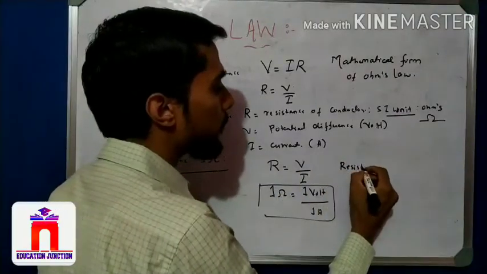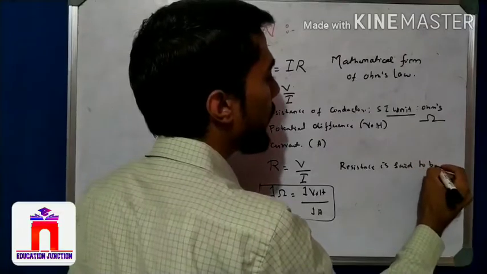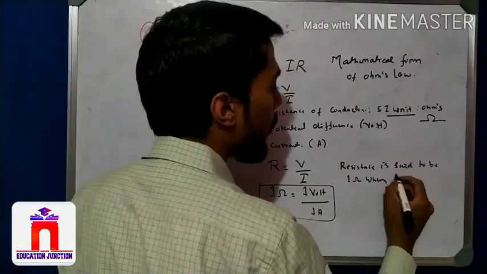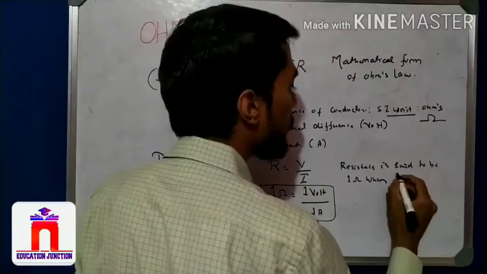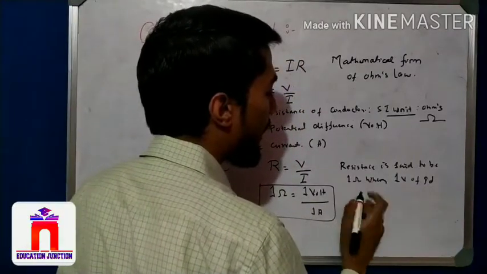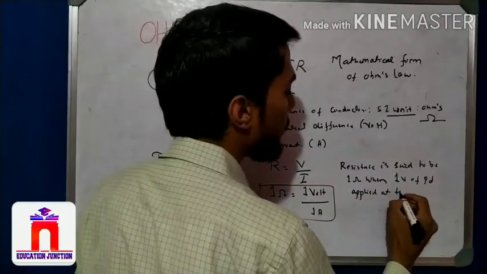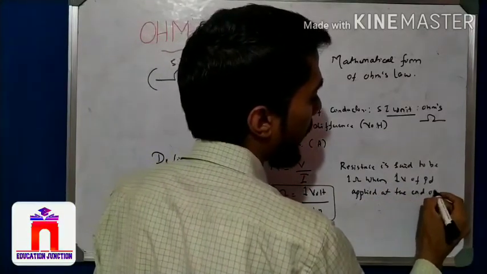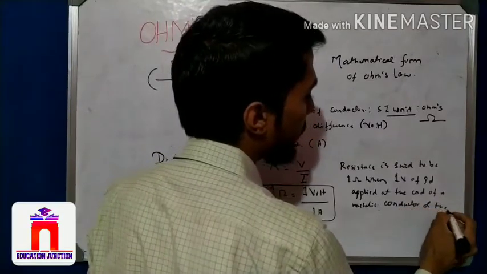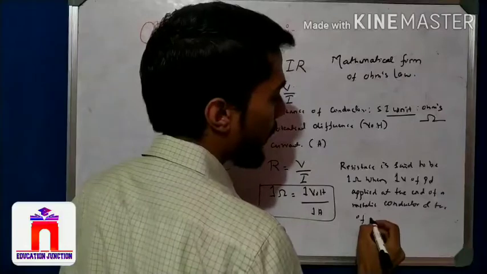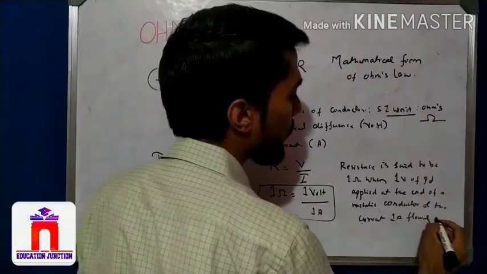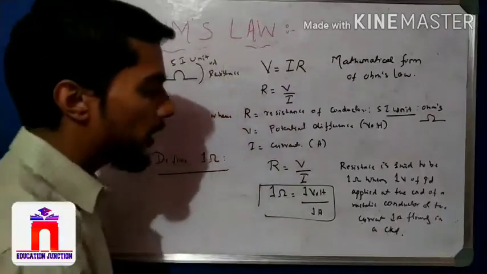Okay, resistance is said to be 1 ohm when 1 volt of potential difference is applied at the ends of a metallic conductor and the current of 1 ampere is flowing in the circuit. Then we call it 1 ohm.